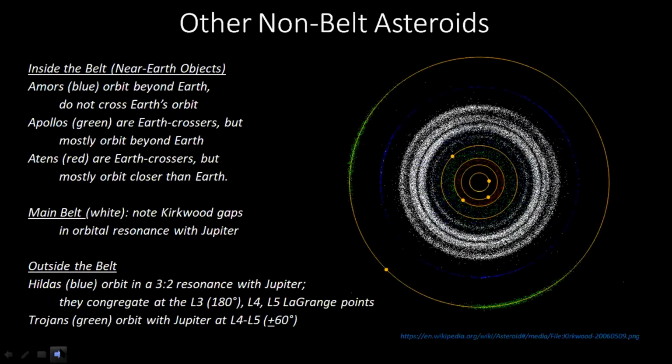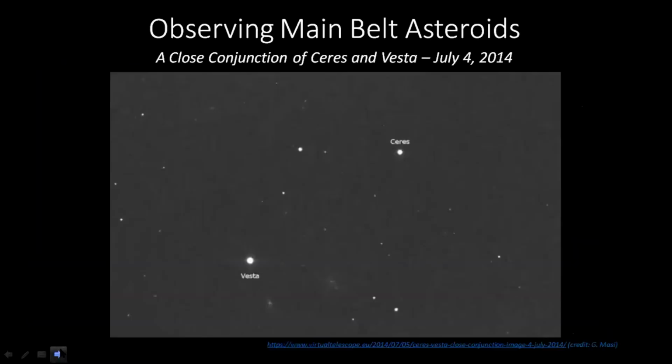Now, there's one thing that all of these non-belt asteroids have in common, and that is that from this point on, I'm not going to say anything about them tonight, because what we're here to really talk about is how to observe asteroids with our telescopes. And you're not going to be able to easily observe any of the non-belt asteroids. So let's talk about the ones that we can get at, which are the belt asteroids.